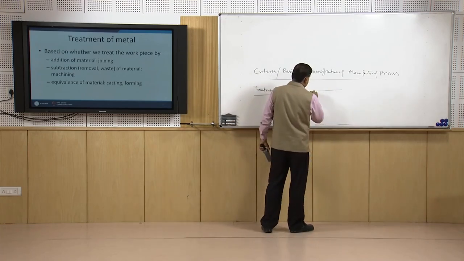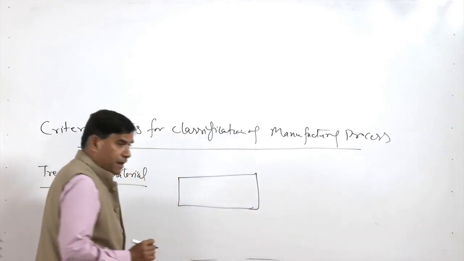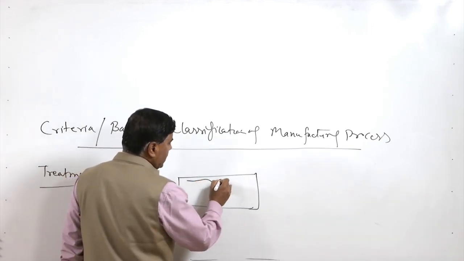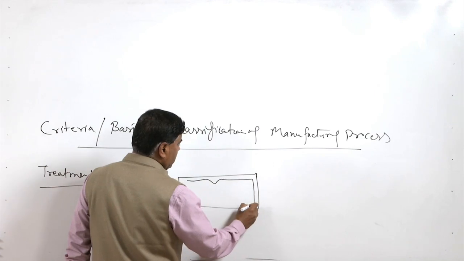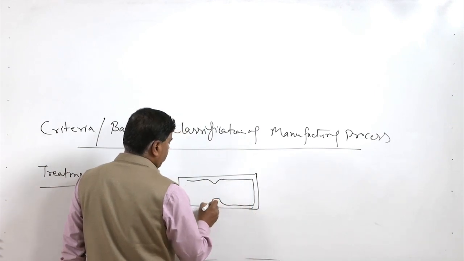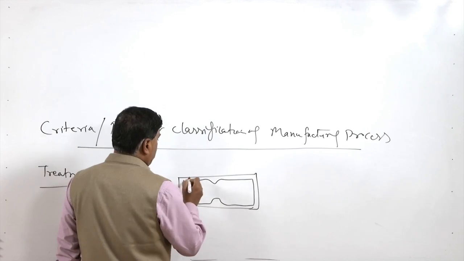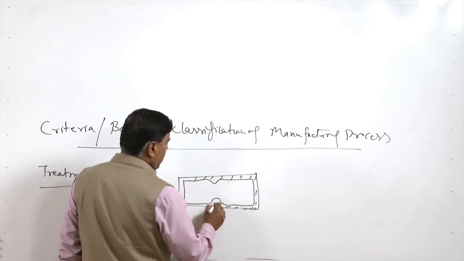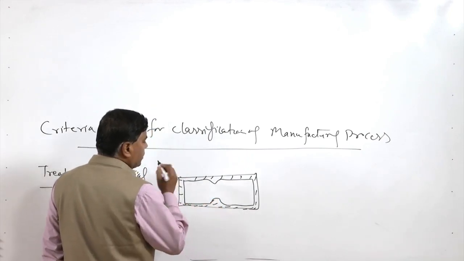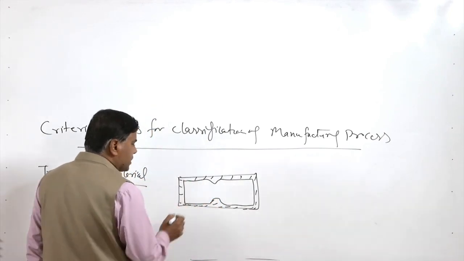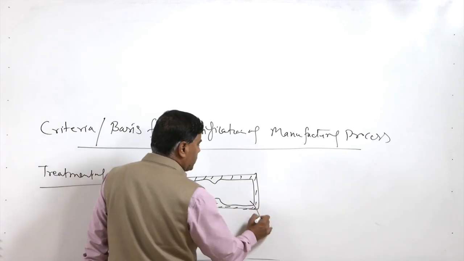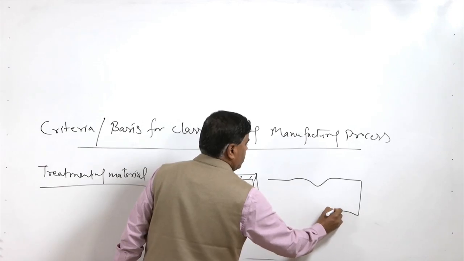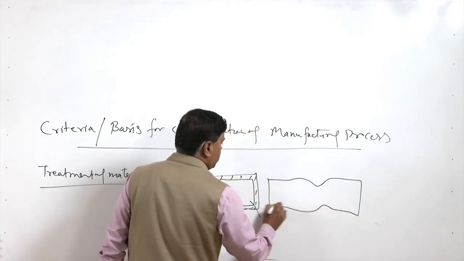So, as I have said, this is the stock in the beginning, and if you have to achieve any particular shape like this, then whatever is the extra material needs to be removed. So, what we do, the material from this hatched region will be removed using a combination of the machining processes, in order to achieve the desired shape of the component which is to be made.